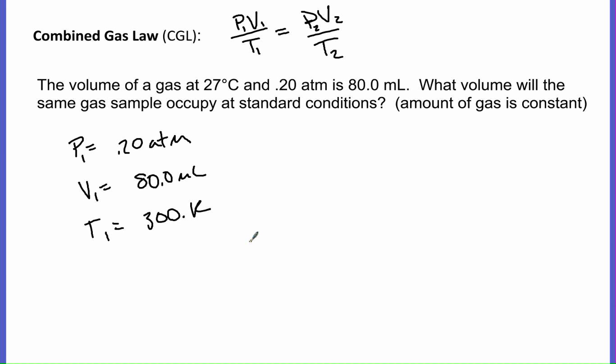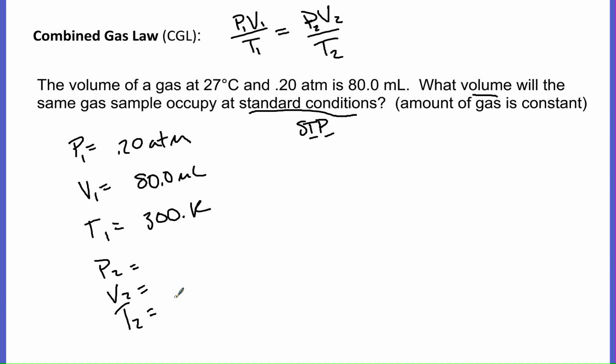And then it says, what volume will the same gas occupy at standard conditions? Now, again, standard conditions tell me something. STP means I have a temperature that I can use. I have a pressure that I can use. The thing that I didn't know is the volume. So PVT, I'm looking up those standard conditions for a couple of these things.